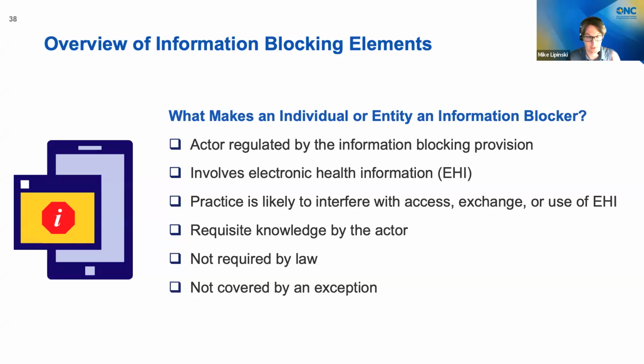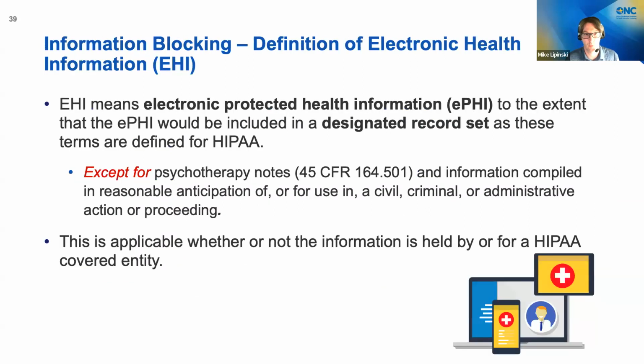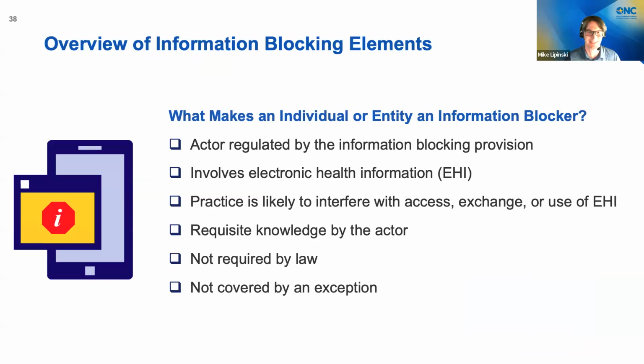Okay, EHI, we're going to talk about EHI on the next slide, what that is. We're not ready to go there yet, because I'm going to give you a couple pointers on the other elements of information blocking. So interference. It has to rise to a level that interferes with access, exchange, or use. And that can even mean just materially discouraging access, exchange, or use. It doesn't actually have to interfere with it. It could just discourage your access. So you want to keep that in mind.